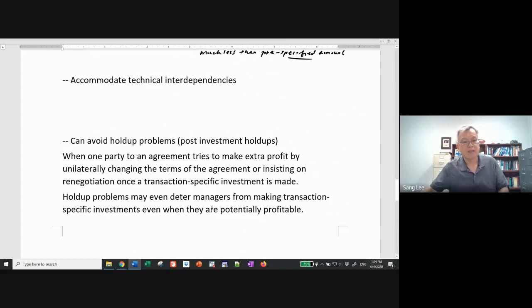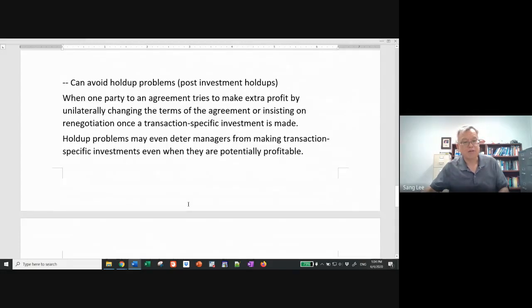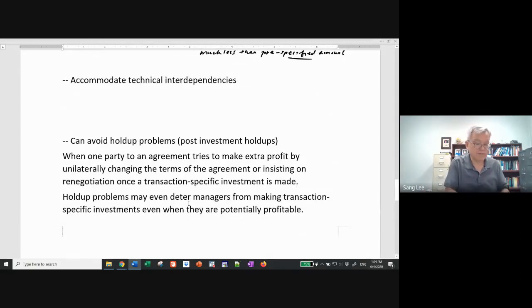Now, another benefit you can expect from vertical integration. That is, through vertical integration you can avoid holdup problems. Sometimes we call that post investment holdups.